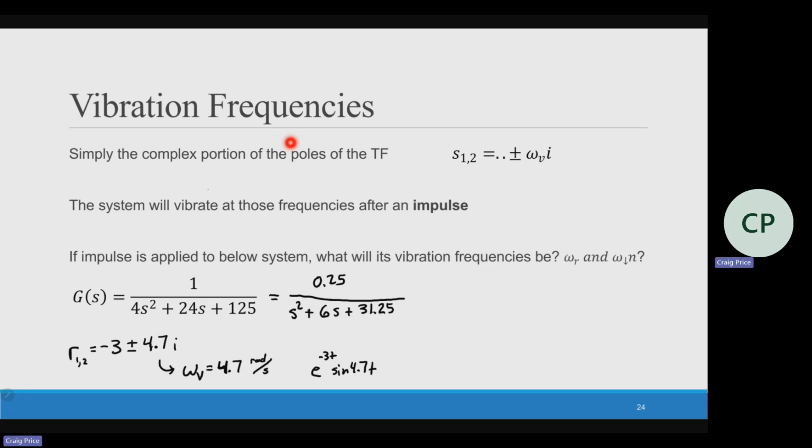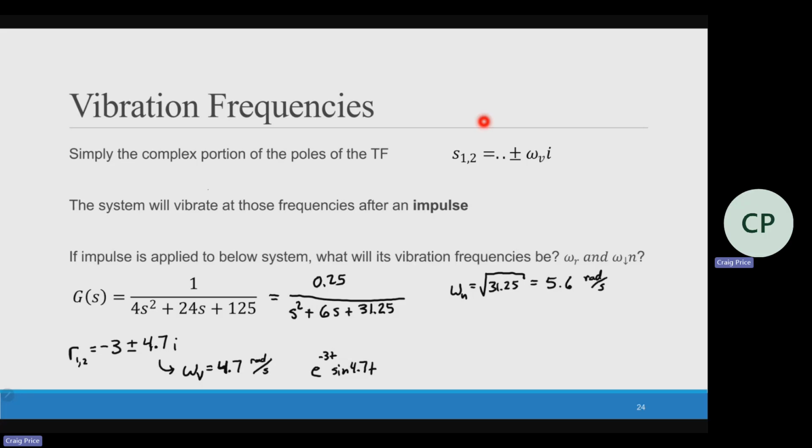Now, how do we find the natural frequency? Very good. So natural frequency is the square root of that final term. And so that would be 5.6 radians per second. So we can see that the vibration frequency is going to be a little bit less than the natural frequency. Okay.